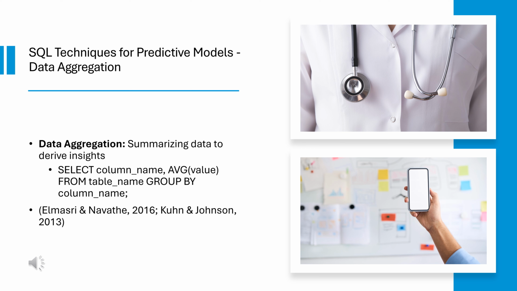Data aggregation involves summarizing data to derive insights, such as calculating averages or sums. This command calculates the average value for each group specified by the column name, helping us understand trends and patterns within the data.